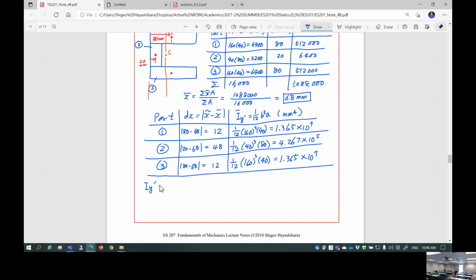Iy prime is the summation of each one of those Iy prime bar plus A times dy squared. So dx squared, sorry about that.